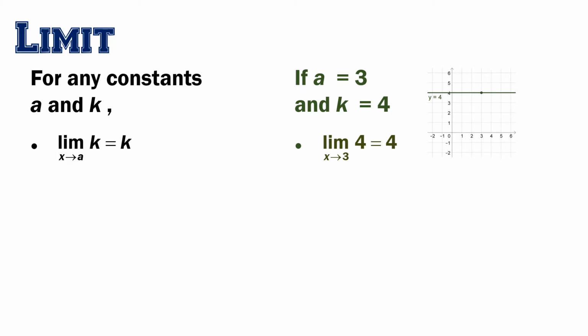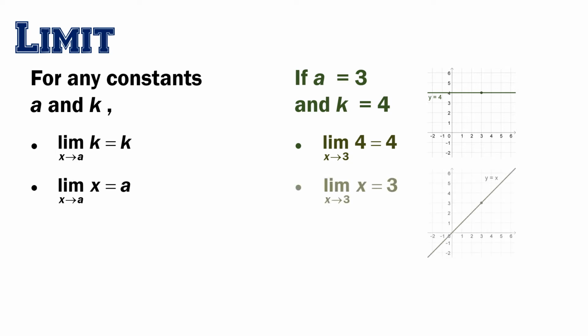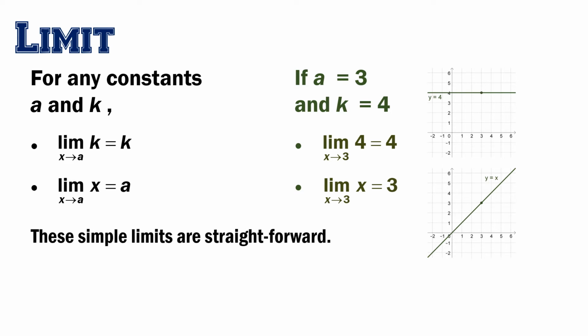Alright, let's move on to another one, in which the limit of x as x approaches a will always equal a. How does that work? Well, x can be represented with the identity function. That's where the x and y coordinates will always be the same. So if we're going to go limit of x as x approaches 3, we're going to keep getting closer and closer to the coordinate 3, 3 from the left and from the right, and we can say that the limit equals 3. Now, these limits are simple limits, and they're straightforward.